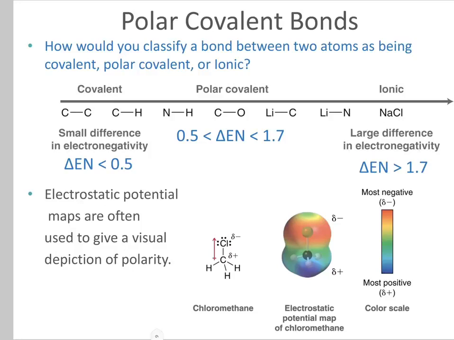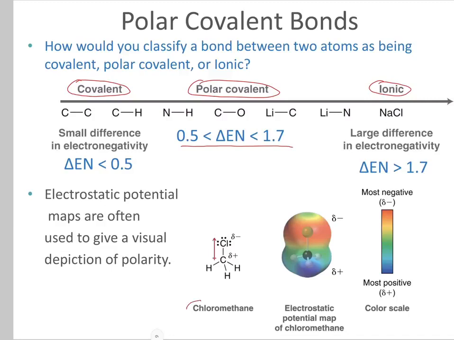In general, if the difference in the electronegativity of the two atoms is less than 0.5, that bond is classified as covalent. If the difference is roughly between 0.5 and 1.7, the bond is classified as polar covalent. And if it is greater than 1.7, the bond is classified as ionic. This is more like a general rule. There are some slight deviations, but we're going to try and work with this for the time being.